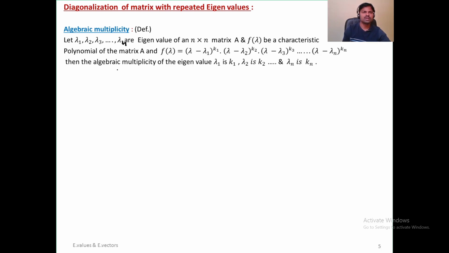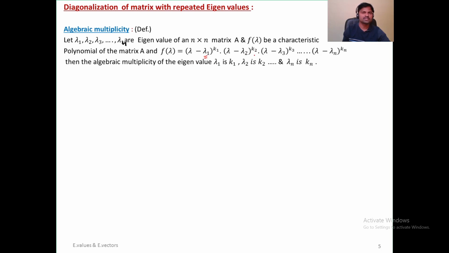Then the algebraic multiplicity of the eigenvalue lambda 1, the first eigenvalue, is the power k1, right? That means lambda 1 is repeated k1 times. Its meaning is that algebraic multiplicity is the number of times the eigenvalue is repeated. And lambda 2, how many times is it repeated? k2 times.